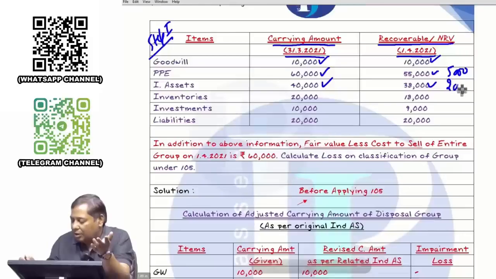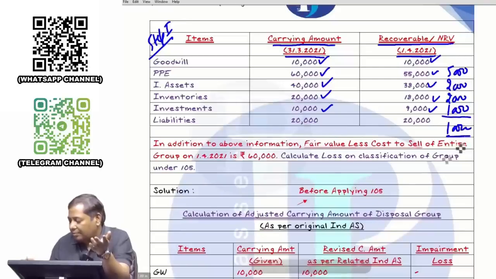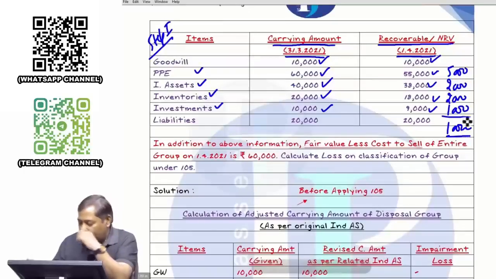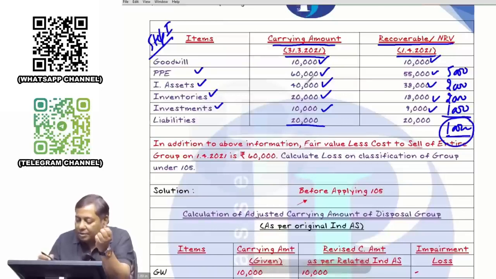40,000 is 38,000, loss is 2,000. 20 is now 18, so loss is 2,000. If 10,000 is 9,000, 1,000 loss. 20 is 20. Calculate 5 plus 2, 7, loss 10,000. This is Ind AS 36, this is also 36, this is in AS 2, this is 109, then a loss of 10,000. What's the total? 70, 110, 110, 130, 140, 120, 120. When we subtract 10 from it, we get 110.